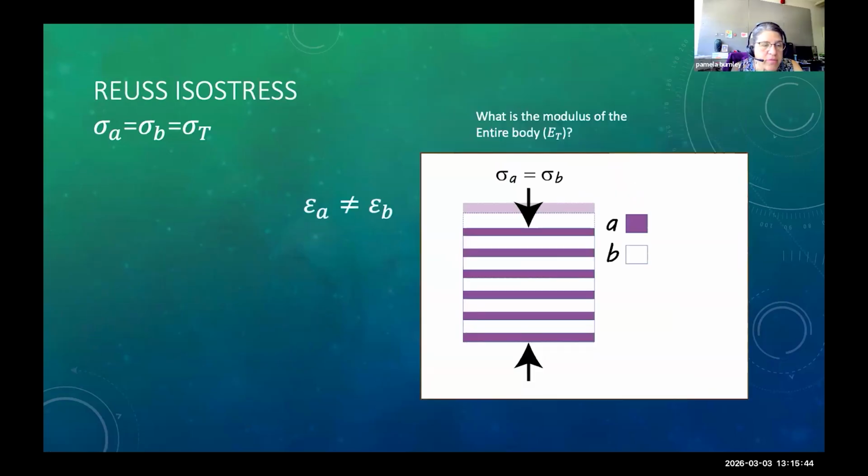In contrast, we have the Reuss isostress assumption. So this says, okay, well, the stress on all of the material is the same as the total stress, but the strain is going to be different. So in this illustration, we have conveniently rearranged the material so that the squishier material, which is A, is in horizontal bars. Okay, so you have the same load across the top, but the amount of deformation in A and B is dependent upon the Young's modulus of A versus B.